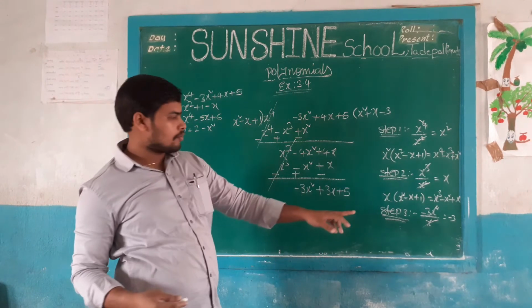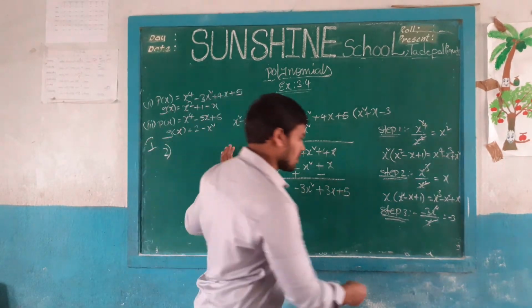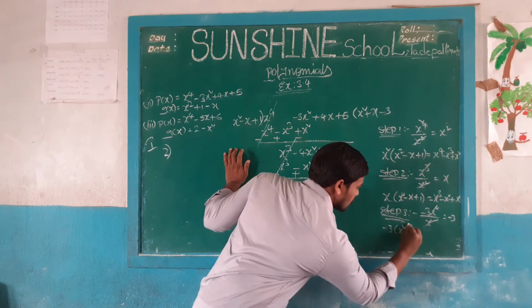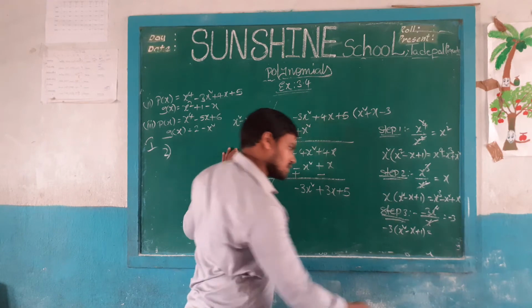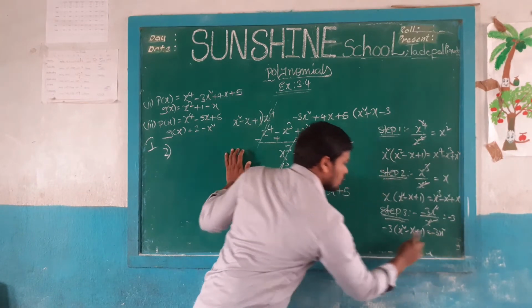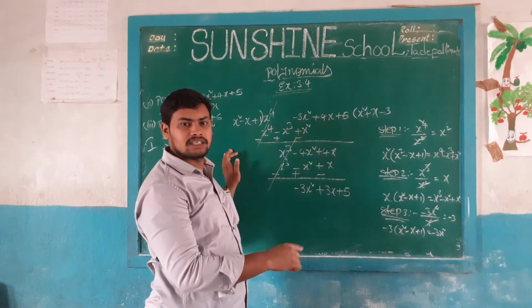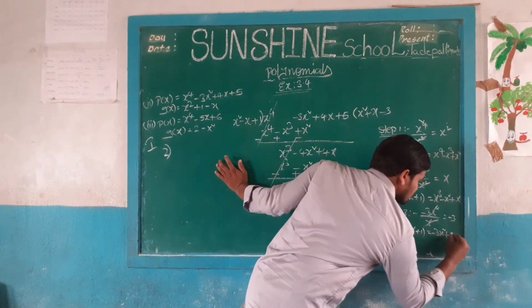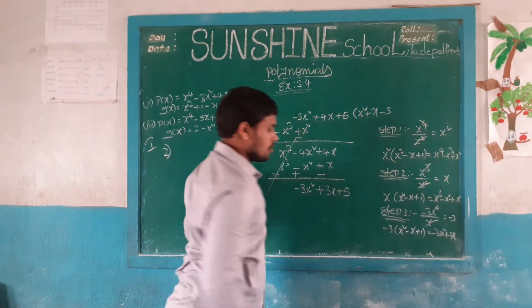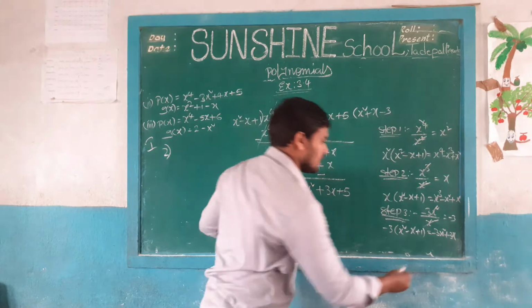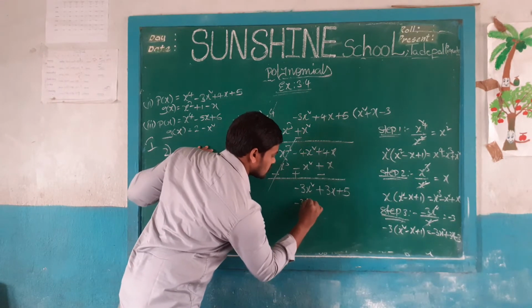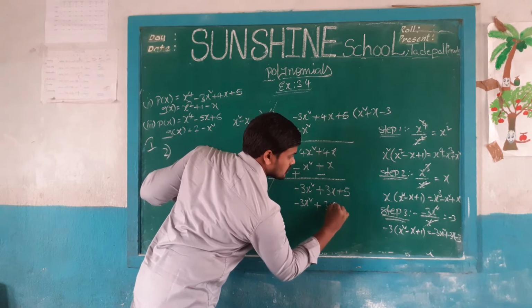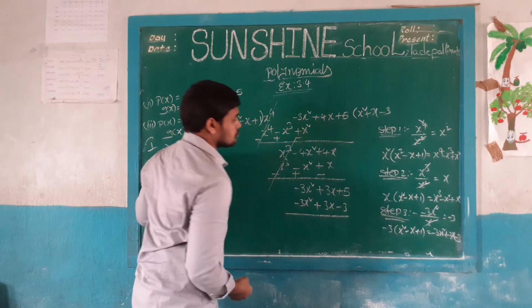So multiply minus 3 with g of x. Minus 3 into x square minus x plus 1. So 3 into x square, 3x square. 3 into minus minus plus 3 into x, 3x. Minus plus minus 3 into 1, 3. So minus 3x square plus 3x minus 3.